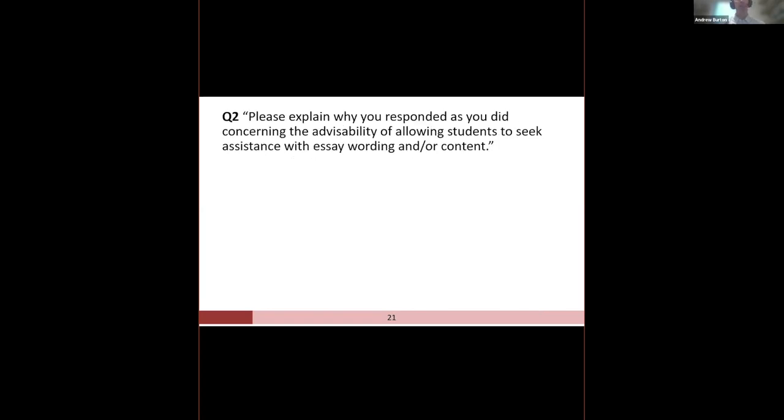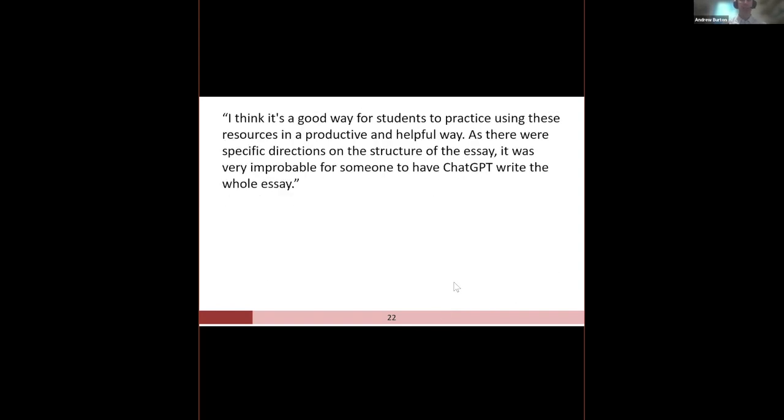I then said, please explain why you responded as you did concerning the advisability. And students spoke about how they found that ChatGPT helped them, but that it didn't take the full burden off them of having to do most of the work. And so those comments really validate again that students' learning will not necessarily be damaged by using this approach. And sadly, again, I can't take the time to read these with you.